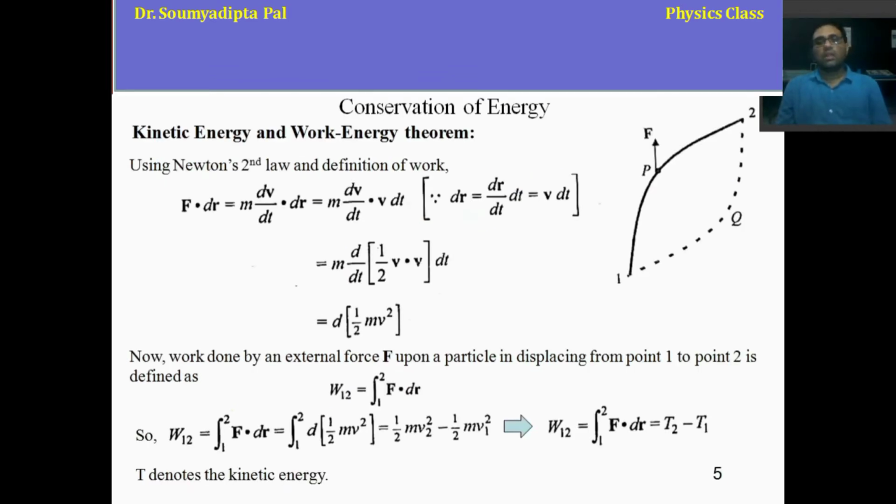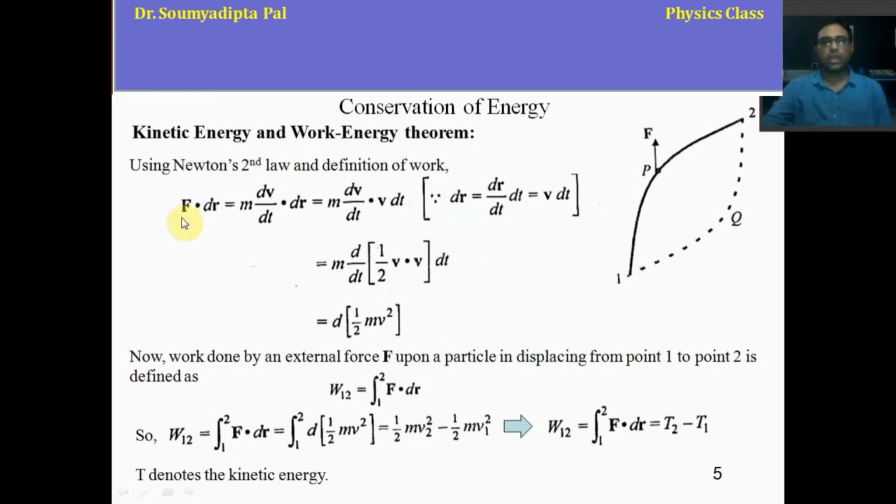Now, what is conservation of energy? When we talk about conservation of energy, we can divide energy into kinetic energy and potential energy. So let's see how we will write the kinetic energy. From the basic definition of work done, that is F dot dr. What is dr? If a particle is moving from one point to a second point, then dr is the elemental length of this path. So F dot dr is basically the work done in moving along that dr path.